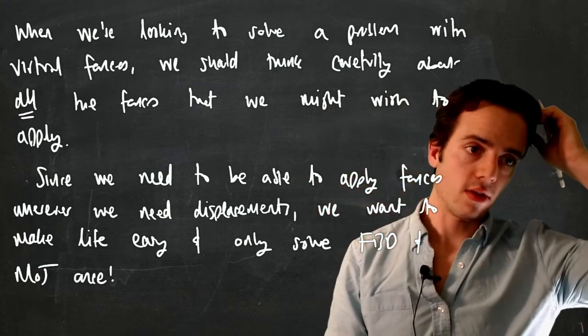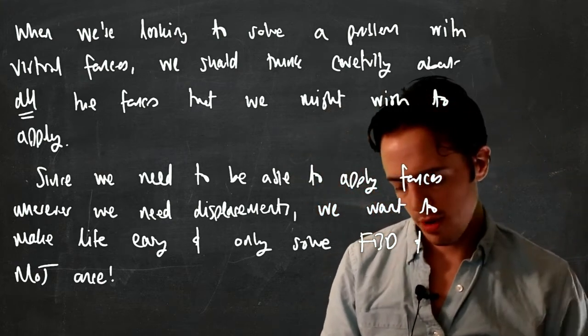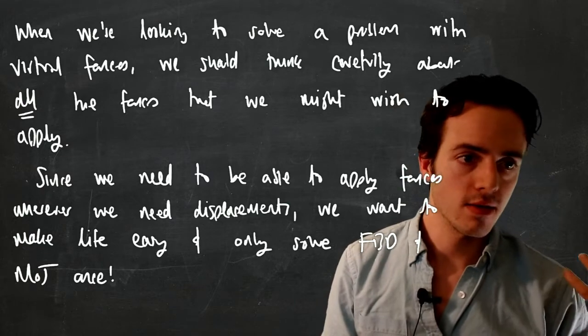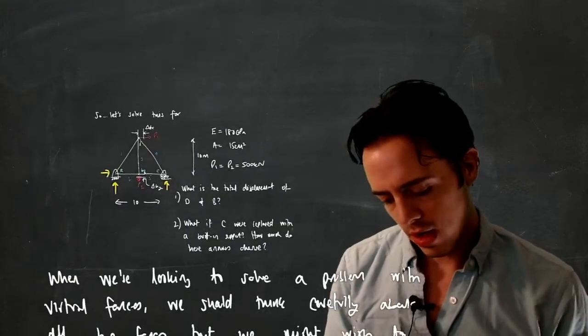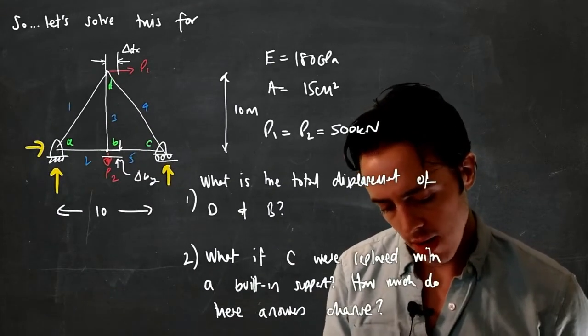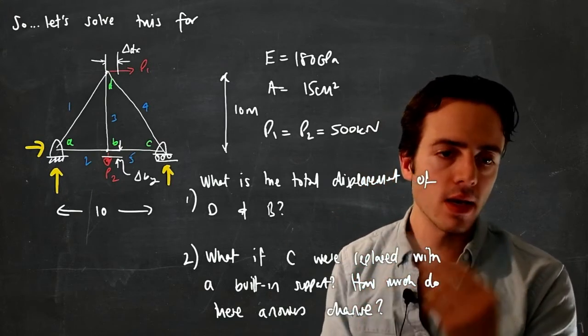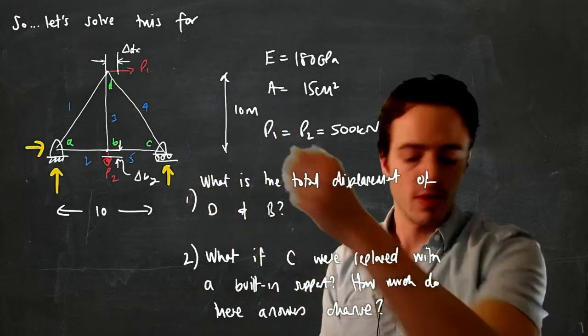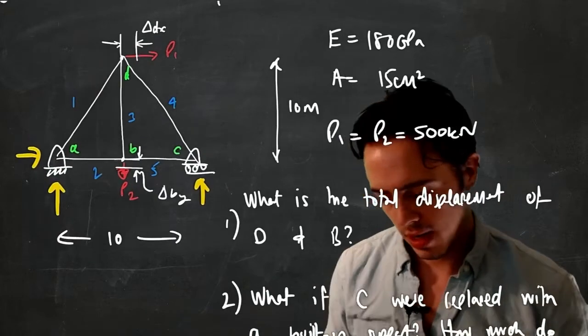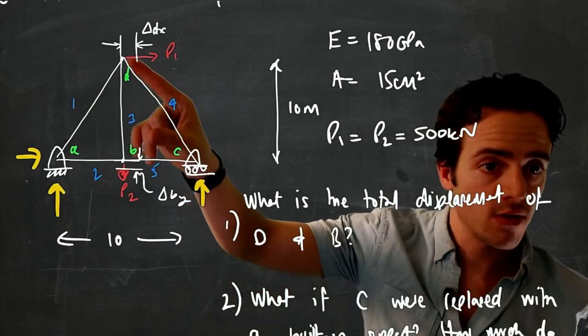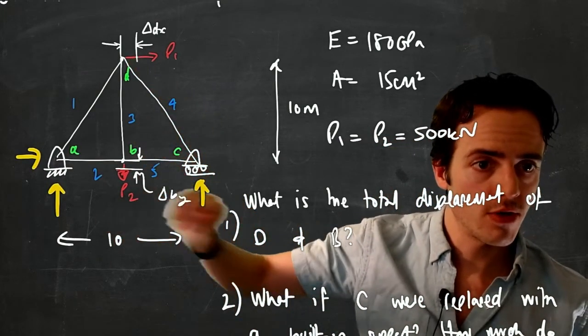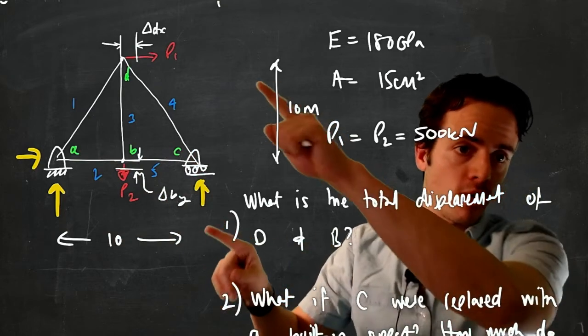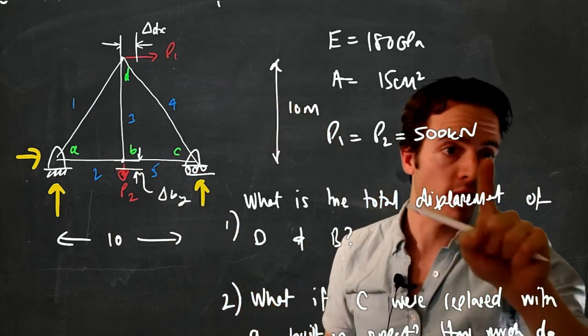Okay, so I think it's smart to just want to solve a free body diagram and method of joints once. So let's have a look at the problem. I'm asking here, what is the total displacement of D and B? So we've got P1 and P2. This tells us that we're going to have to apply forces in the X direction at D and in the Y direction at B. Okay, we know those because those are the actual applied forces here, and we're told that they're 500 kilonewtons.